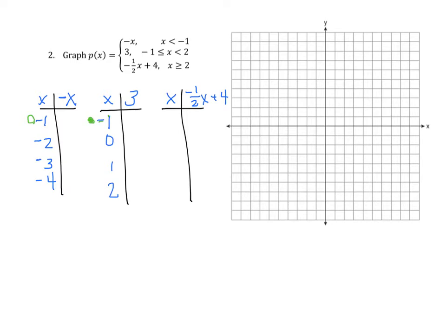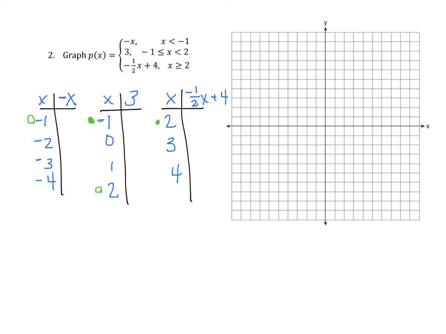Okay, whereas the 2 is just less than, x is less than 2, so that's going to be an open circle. All right, last one. We have negative 1/2 x plus 4, and that's for x is greater than or equal to 2. So I'm starting with my 2, and I'm counting up. So 3 and 4. Okay, and that is going to be a closed circle on that 2.